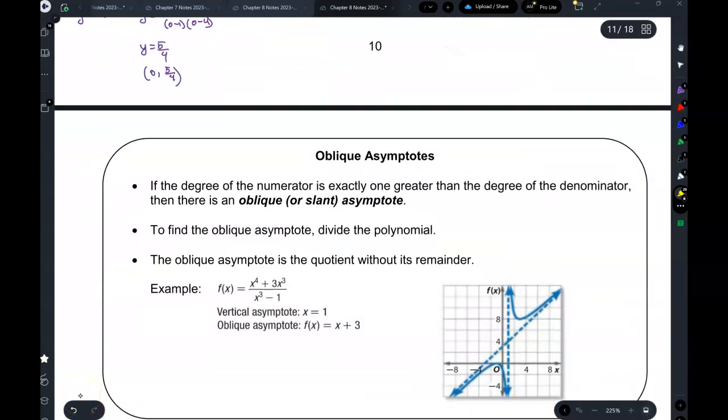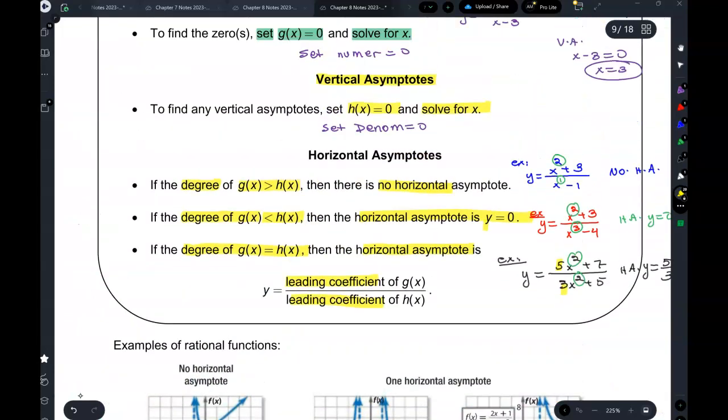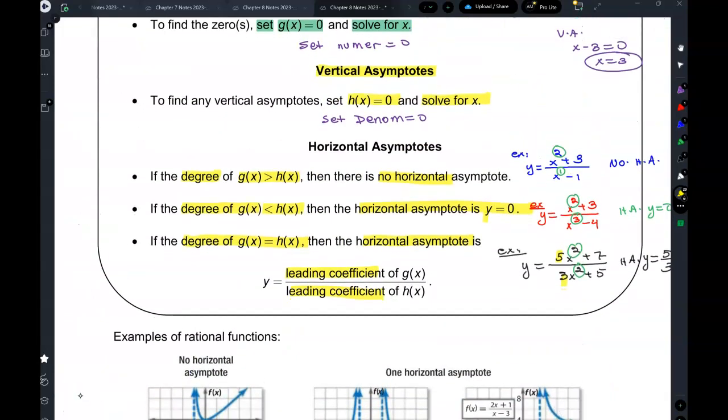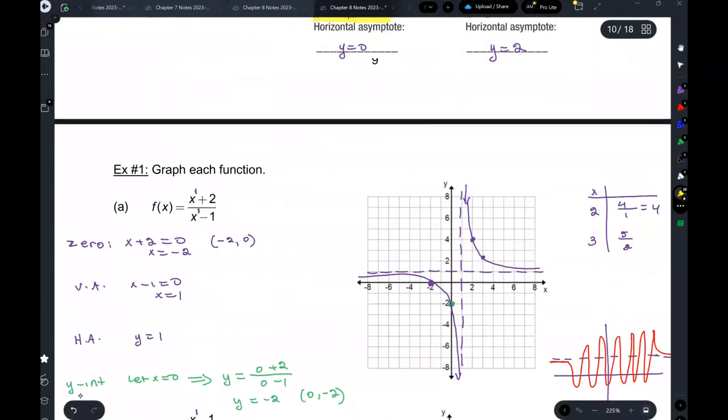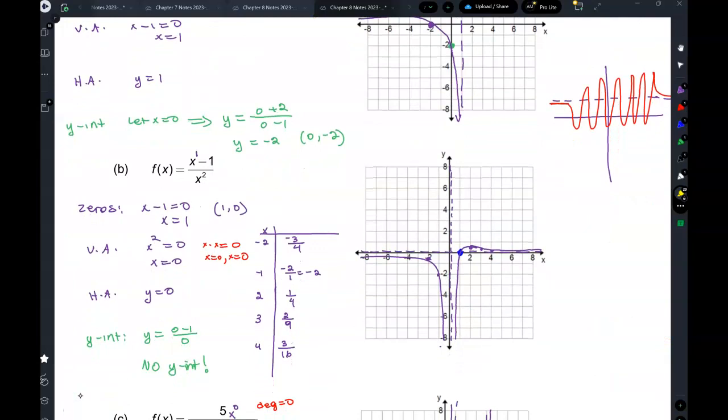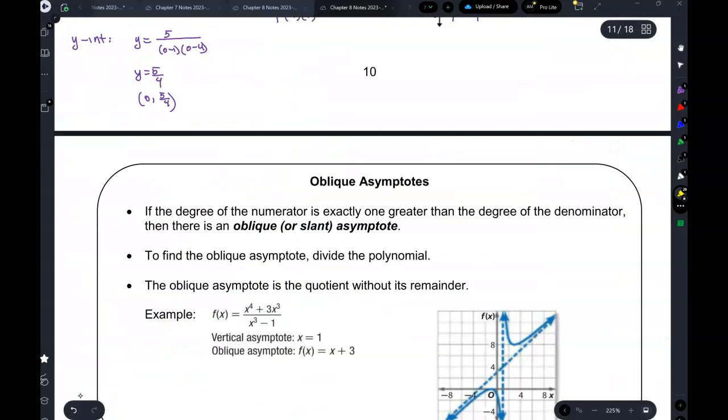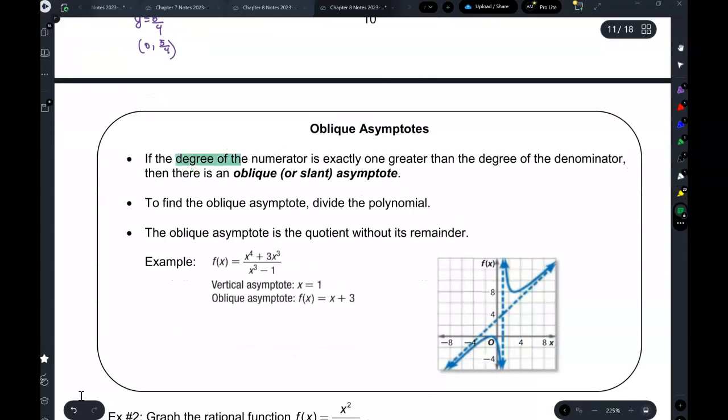Okay, oblique asymptotes. At the very beginning, we said if the degree in the numerator is higher, there is no horizontal asymptote, which is still true. Now, oblique means slanted. If the degree in the numerator is higher by 1 degree, then there is a slanted, oblique asymptote. So for this to happen, the degree of the numerator is exactly 1 greater than that of the denominator. So it's like x cubed over x squared.